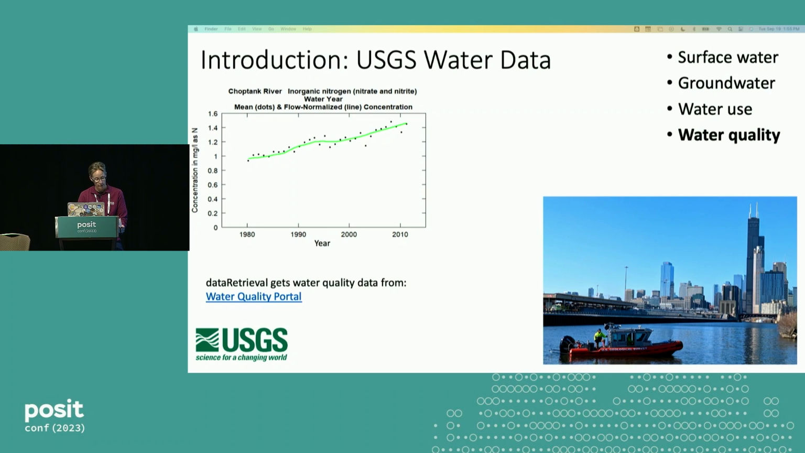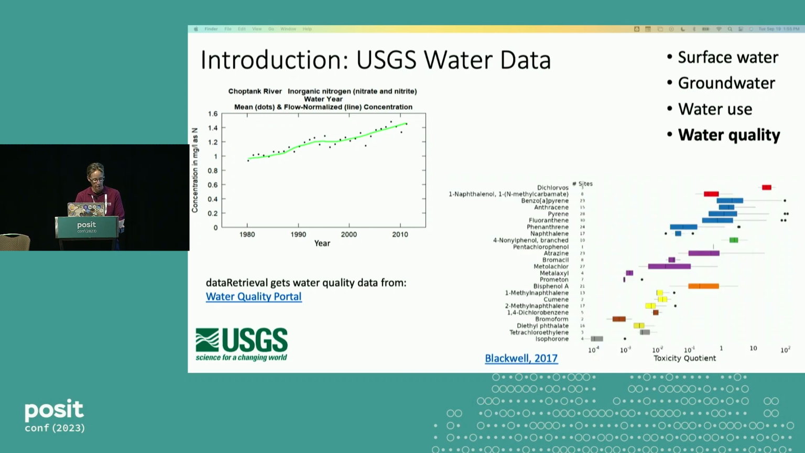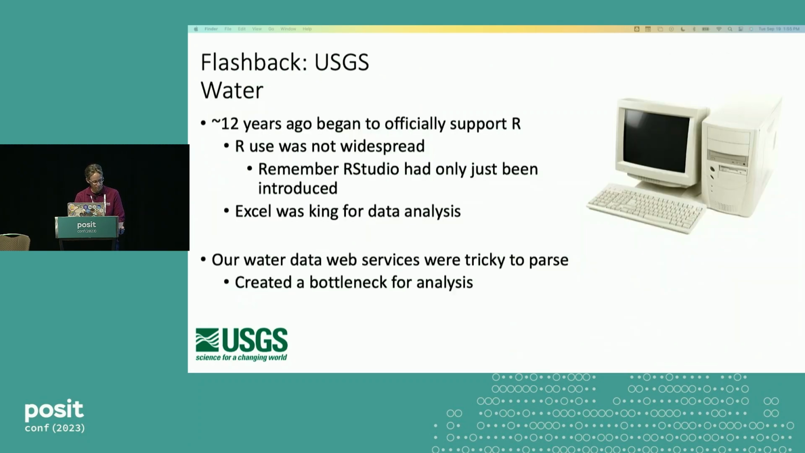Water quality data includes physical data like temperature, chemical data, and biological data. For example, with water quality data, we can study the effects of road salt on streams or lakes, or maybe we're looking at chemicals of emerging concern, such as pesticides, microplastics, or PFAS.